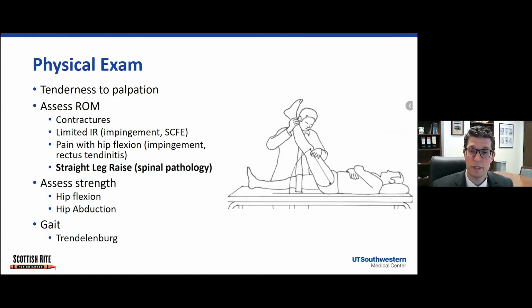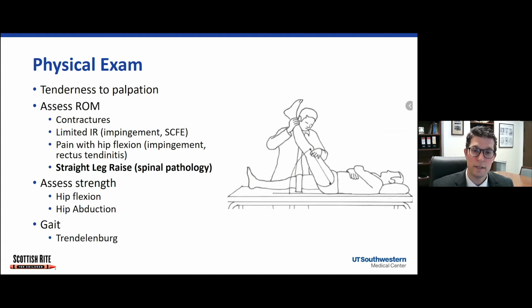Assessing range of motion is key, looking for contractures, limitations in range of motion. Specifically with internal rotation, if they're limited there, they may have hip impingement, a concept we'll look at briefly in the coming slides, or slipped capital femoral epiphysis. And we'll look at some specific maneuvers that can help distinguish that.